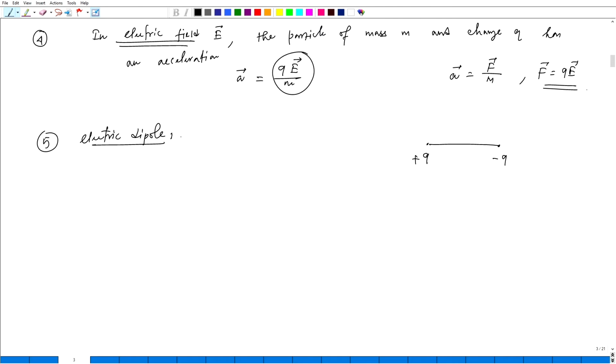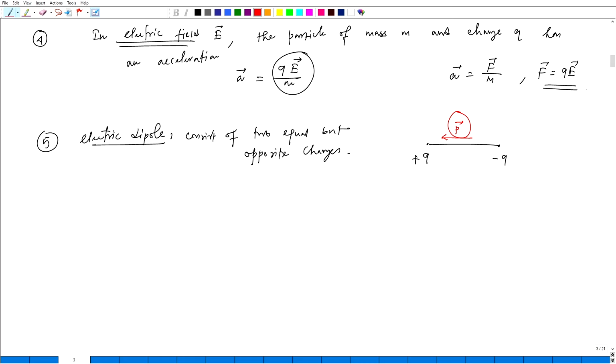An electric dipole consists of two equal but opposite charges. And the electric dipole vector points in which direction? From the negative charge to the positive charge. So the dipole vector is opposite to the field direction. The field direction is from plus q charge pointing outwards and into minus q charge pointing inwards. So the field direction is plus q to minus q, but the dipole moment vector is opposite to the field direction, from minus q to plus q.